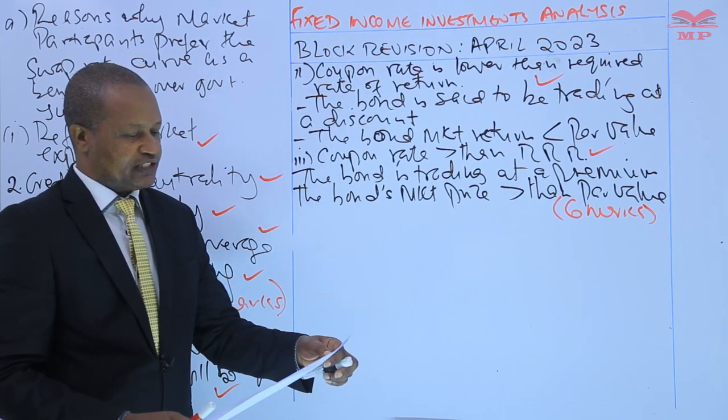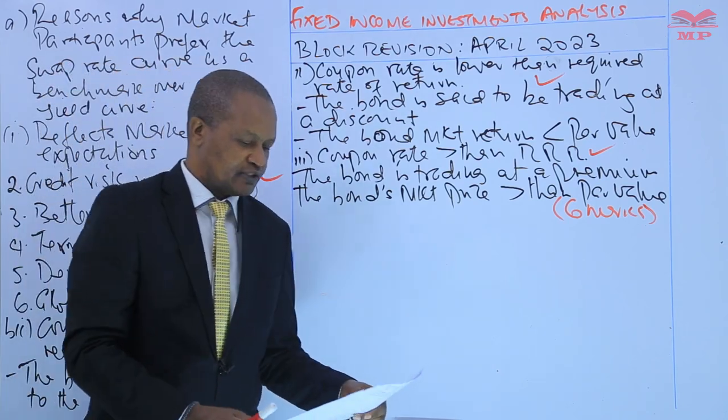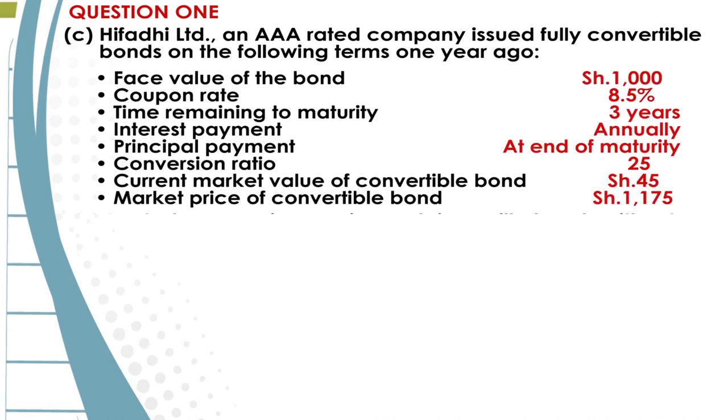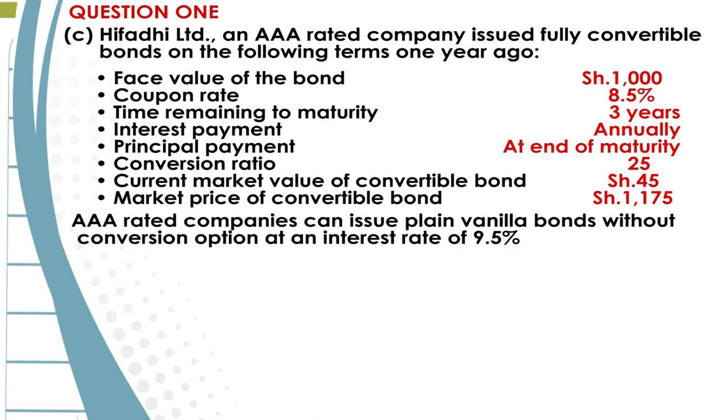Fixed income investment analysis, April 2023, question 1C. Hifadhi Limited, an AAA rated company, issued fully convertible bonds on the following terms 1 year ago. So we have the terms there: the face value of the bond, the coupon rate, the time remaining to maturity, the interest payment, the principal amount, the conversion ratio, and the current market value of the convertible bond. Then we also have the market price of the convertible bond at 1,175 shillings. AAA rated companies can issue plain vanilla bonds without conversion option at an interest rate of 9.5%.